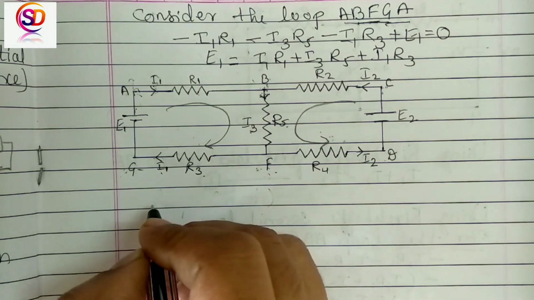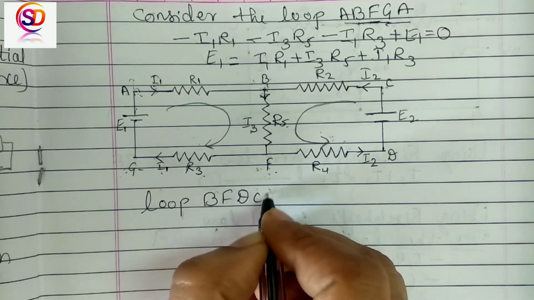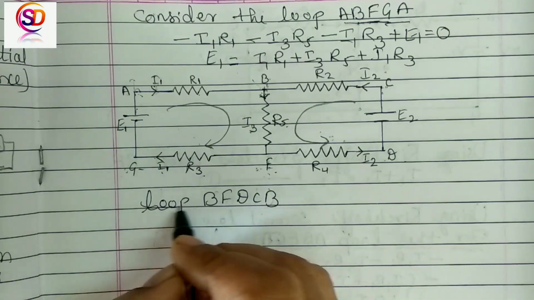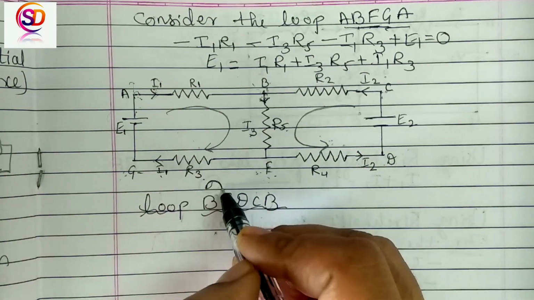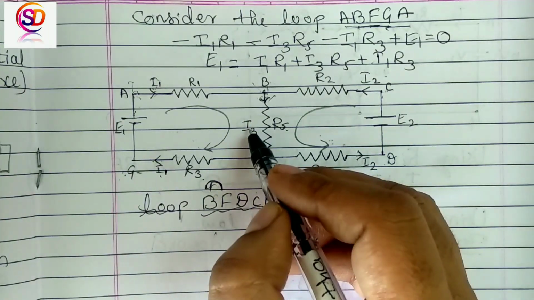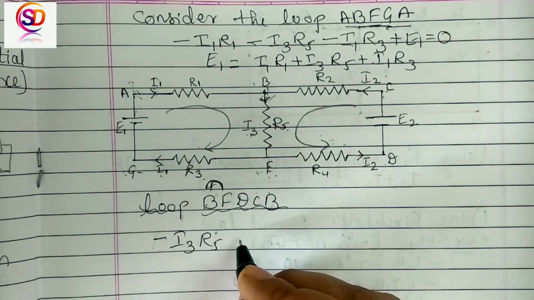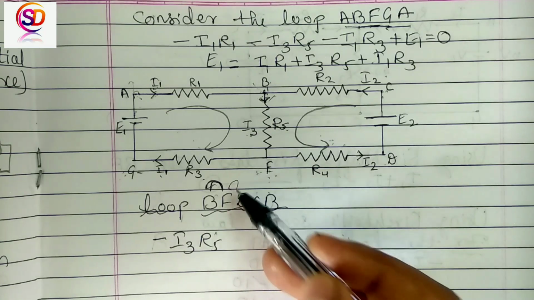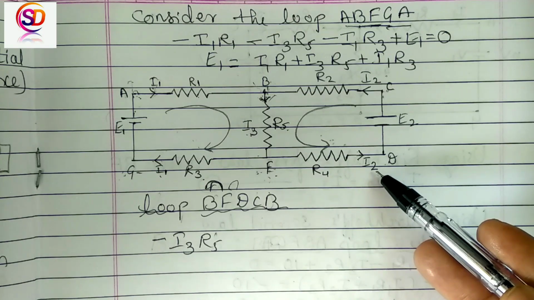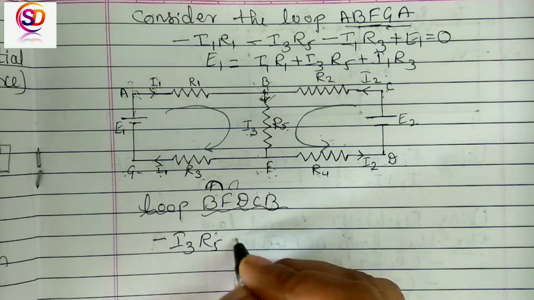Consider another loop, that is the loop BFDCB. Let us start. As your tracing path is B to F, the conventional current direction is also the same, so it should be taken as negative, that is I3 R5. Then proceeding further, F to D, you are again traveling with the direction of the conventional current. Again the potential difference, that is I2 R4, should be taken as negative.